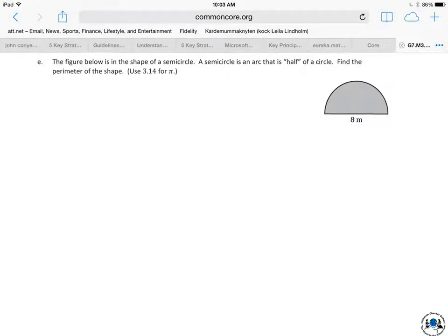Okay, so E says the figure below is in the shape of a semicircle. A semicircle is an arc that is half a circle, therefore semicircle. Find the perimeter of the shape. And remember what perimeter is. Perimeter is this all the way around.